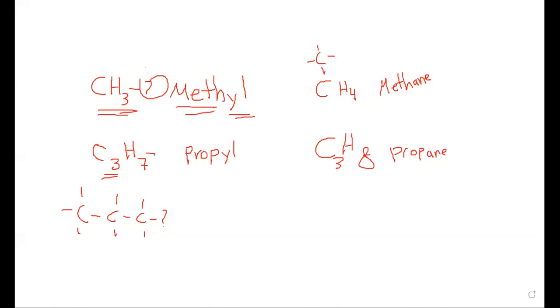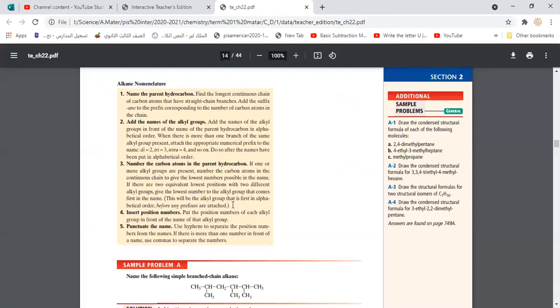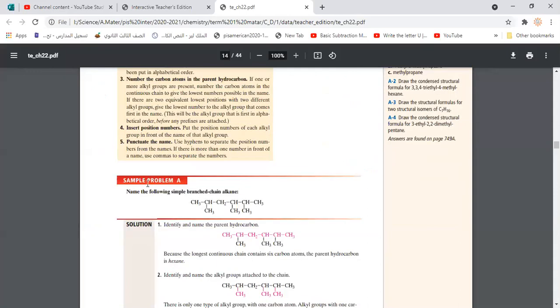So let's go back to our lesson here, just to practice how to name. For example, he asks you to name the following branched compound. So he just gives you this here. So let's follow the steps. What is the first step? Does anyone remember what the first step was once we name this compound?